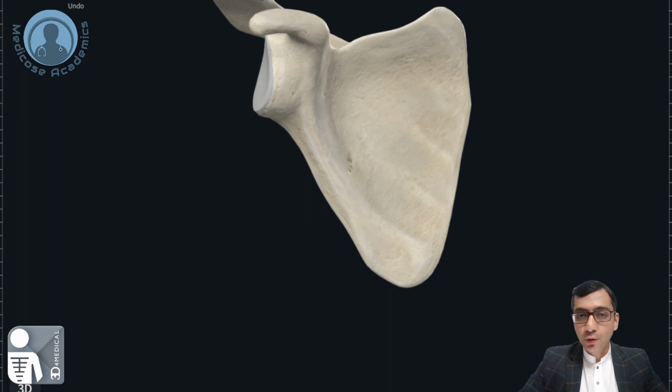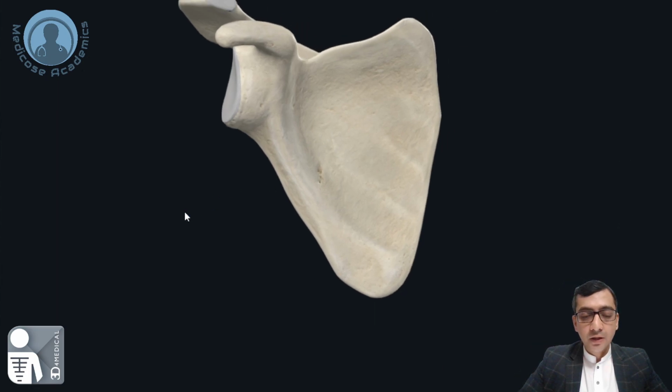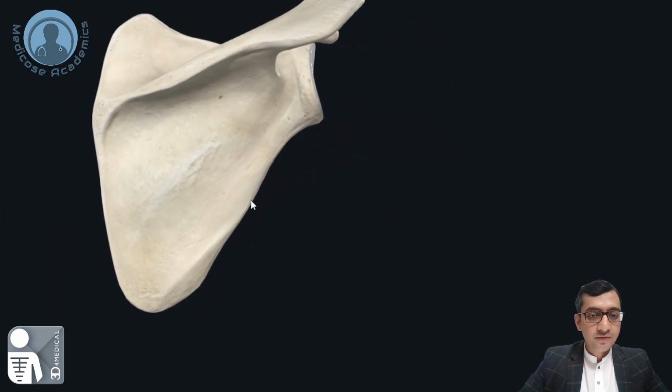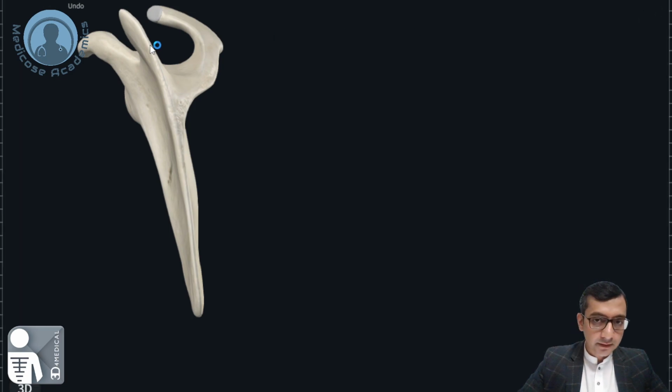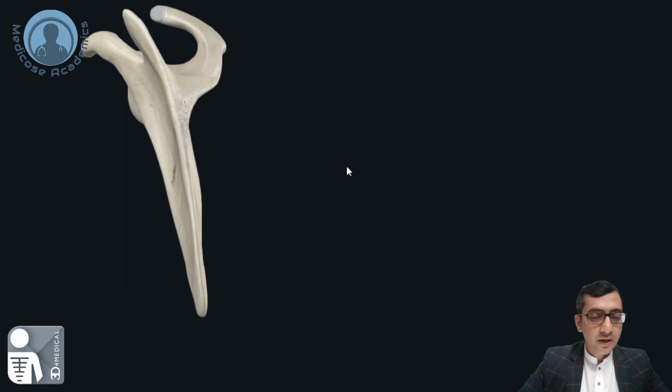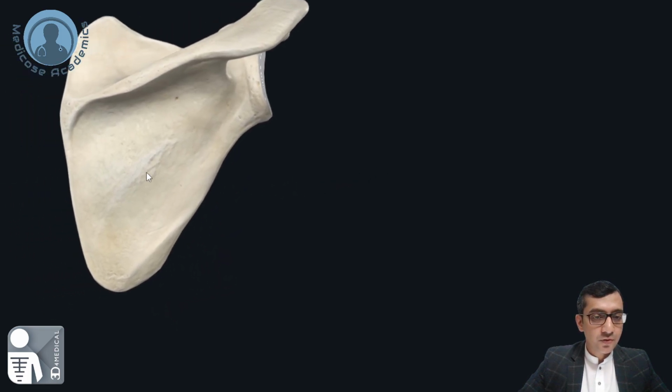Let's go to the dorsal surface. The dorsal surface is convex in nature, as you can see from this angle. It is convex in nature like this, and it is further divided into parts by the spine.